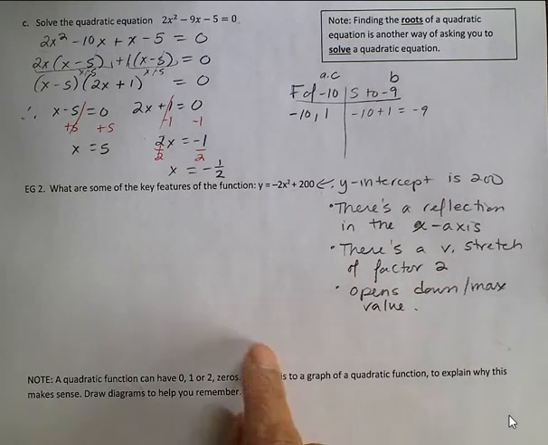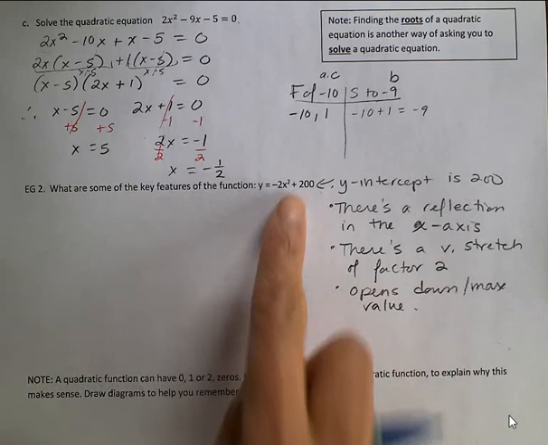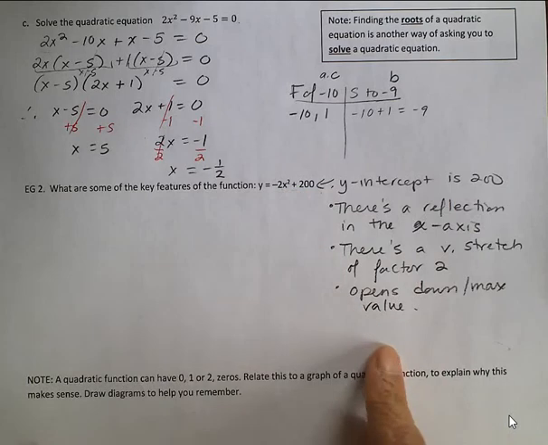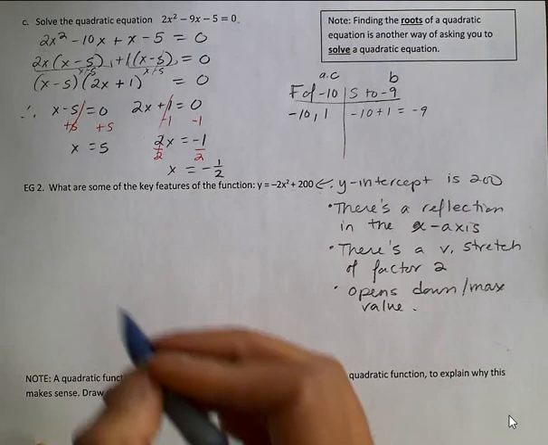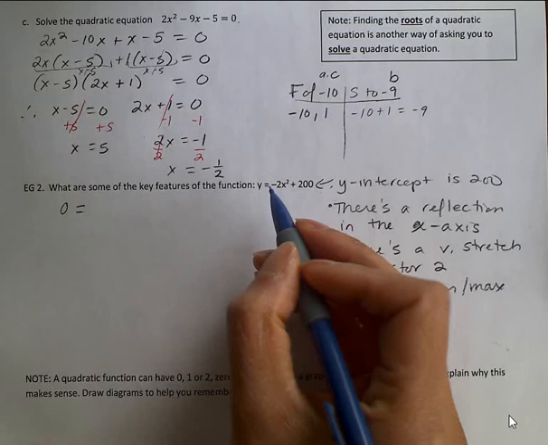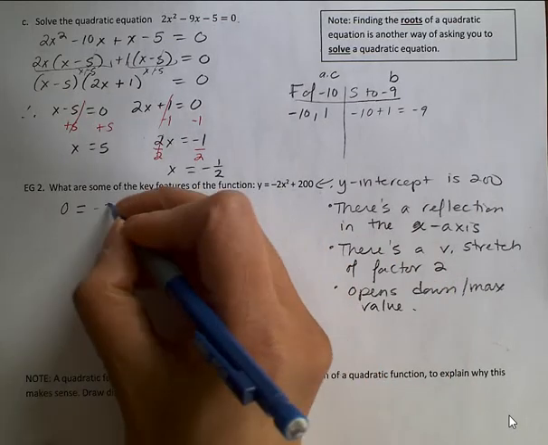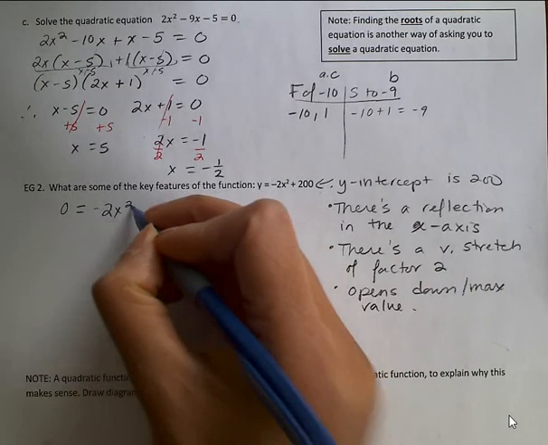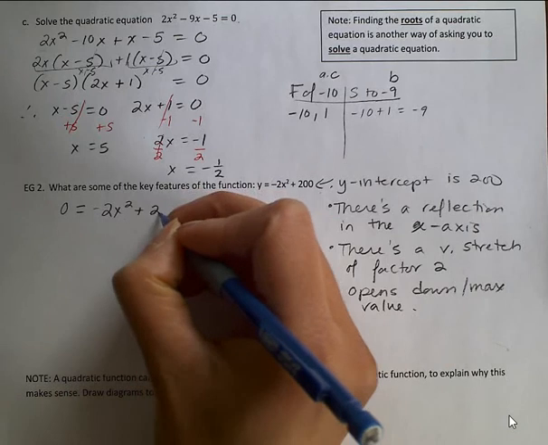Okay, what I should also find out are what are the x-intercepts, because those are also key features of that function. So in order to do that, we go through our 3 steps. We're going to find the zeros of the function. I'm going to set y equal to 0 and solve. And we're going to solve this week always by factoring.